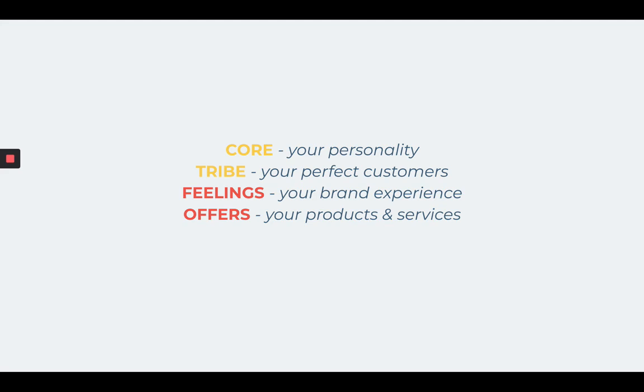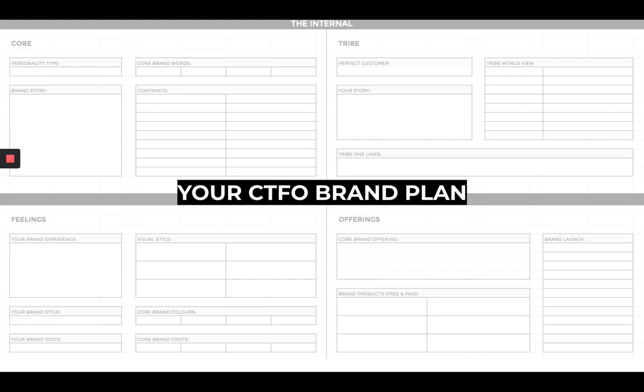Core, tribe, feelings, offers. Your 4-part process for designing your unforgettable brand. Now, we've explored the first part together through this bootcamp, but there's a full look into the different stages and how they connect to build your brand from the inside out. So your CTFO brand plan. Here's a little sneak peek at what the brand planner that you're going to get your hands on to be able to edit at the end of this workshop looks like.